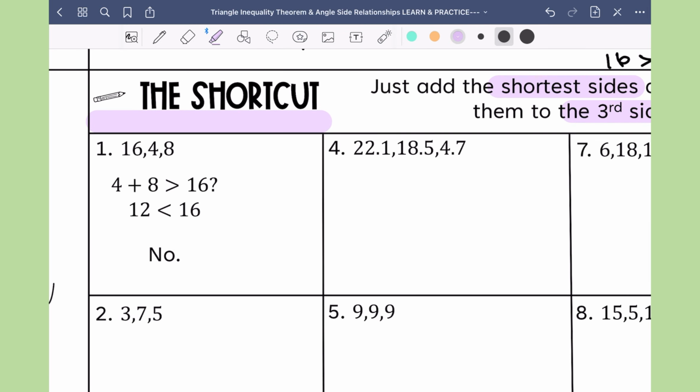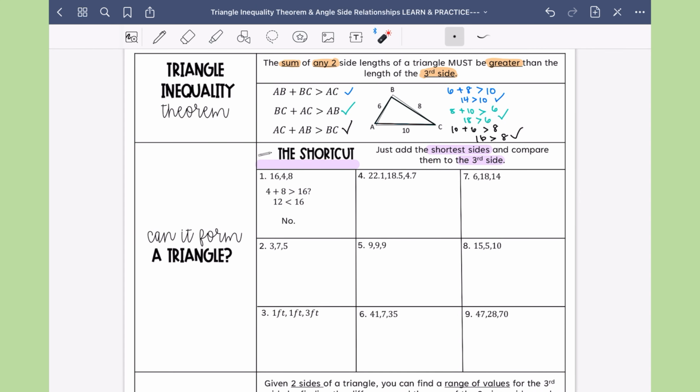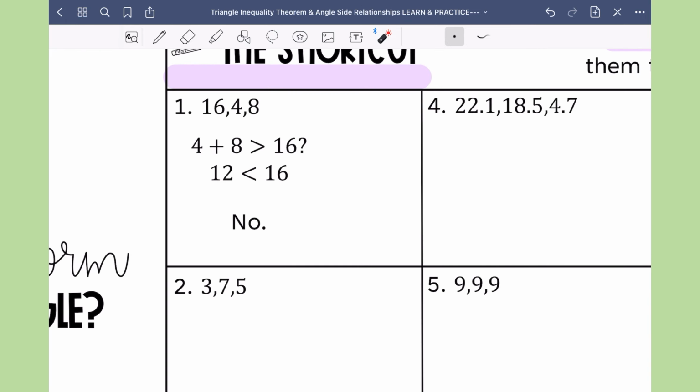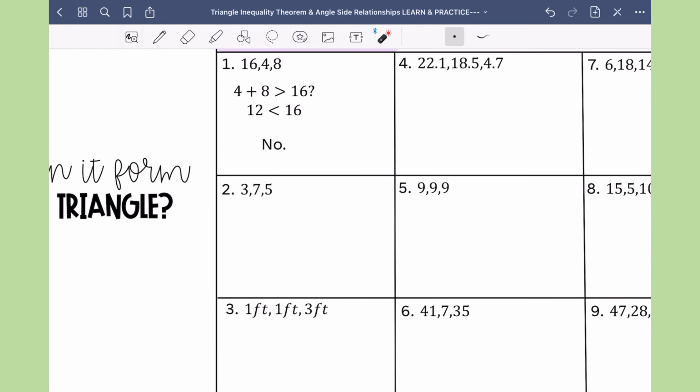So here's an example. I have the side lengths, and the question here is, can it form a triangle? It's right here on the side. Can these lengths form a triangle? Well, let's see. Number one is 16, 4, and 8. If I add the shortest lengths, which are 4 and 8, is it greater than the third side? And here it's not. 4 plus 8 is 12, which is not greater than 16. It's actually less than 16. So no, these lengths cannot form a triangle. Let's do number 2 together.